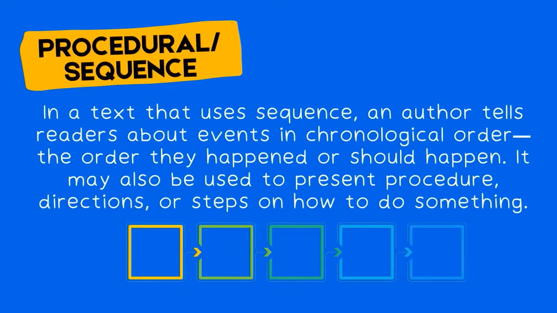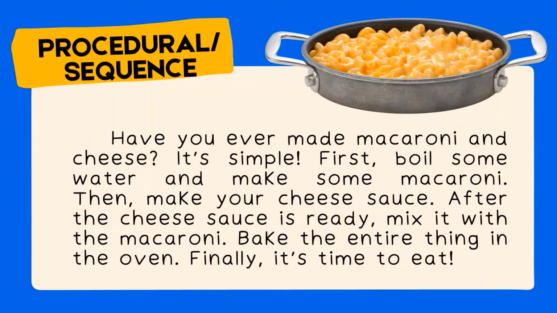Procedural or sequence. In a text that uses sequence, an author tells readers about events in chronological order, the order they happened or should happen. It may also be used to present procedure, directions, or steps on how to do something. Let's read this example.